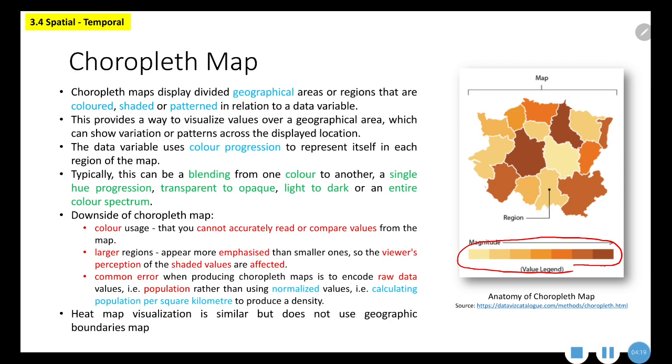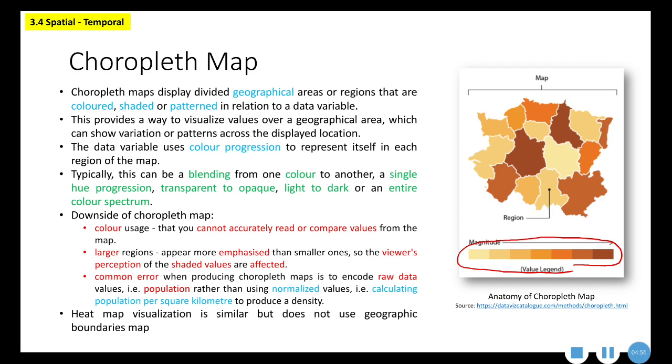So the downside of a choropleth map is that in terms of the color usage, you cannot accurately read or compare values from the map, and normally the larger regions will appear more emphasized than the smaller ones. So this will actually take the viewer's perception of the shaded values affected. So they are affected by looking at the size of the area.